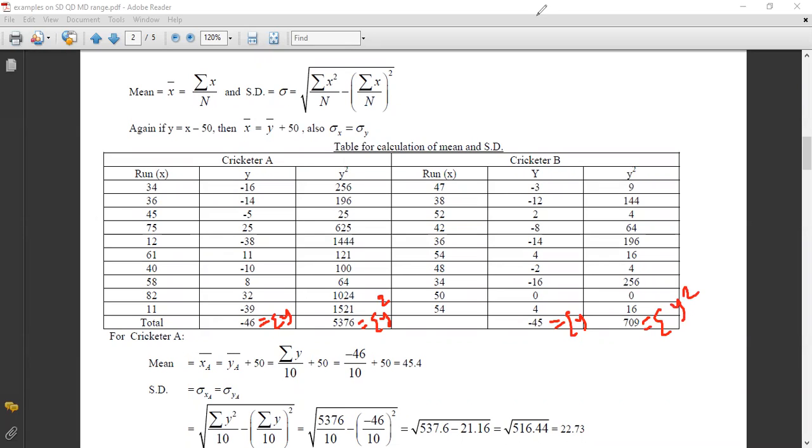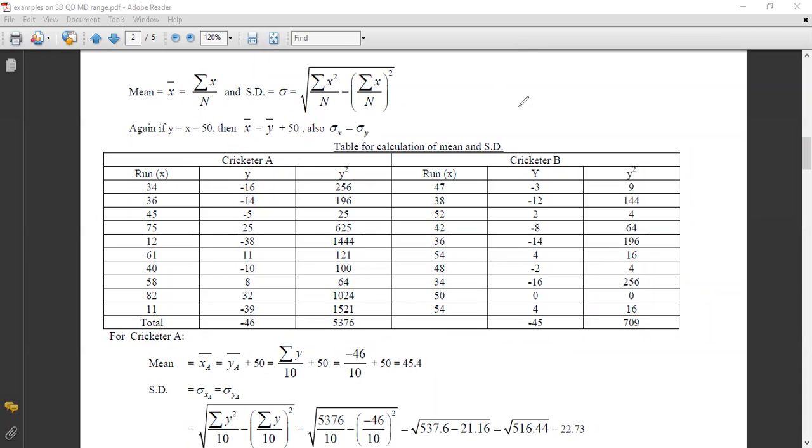Now we have to calculate mean for the cricketer A. For cricketer A, mean will be y bar plus 50 using this formula. X arithmetic mean for the cricketer A is equal to y bar plus 50, and the y bar is equal to summation y by n. As we know, this is the formula, summation y by 10. 10 is the number of observation, the number of innings. So y bar, summation y means minus 46. So I write it minus 46 by 10 plus 50, you can get 45.4.